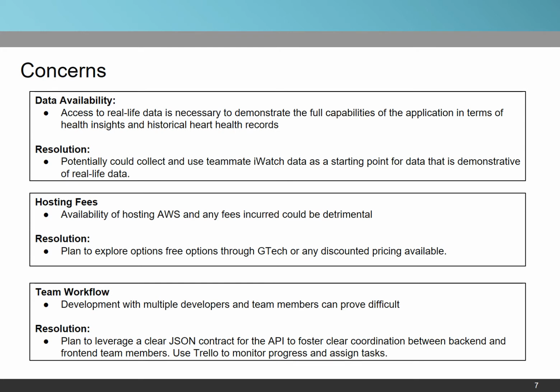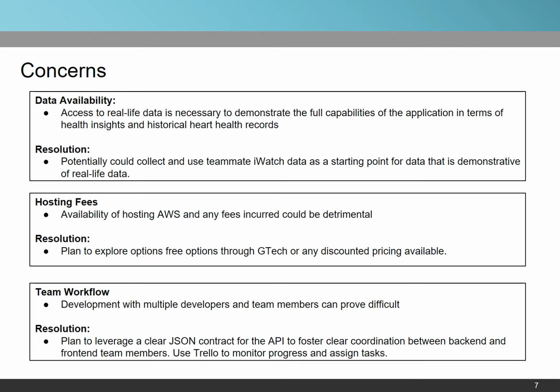Some of our concerns for the project include patient data availability, hosting fees associated with AWS, and our team workflow. We plan to use team member data to create a baseline to stub in generated data. We'll continue to look into pricing options for AWS and Georgia Tech's relationship with the service.